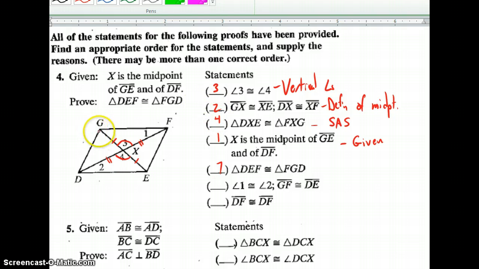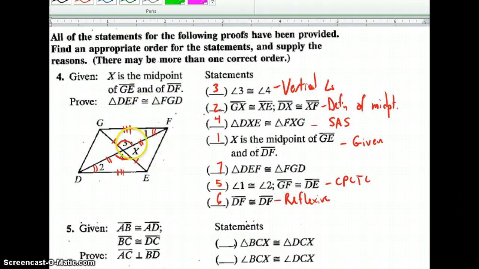So CPCTC helps on this one. For triangle DEF and F... okay. DEF. Oh, DEF is a big one here. Okay, congruent to FGD. Angles of that would probably be angle 1 and angle 2. Angle 1 and angle 2 are angles of the triangles I just proved up here in DXE, and also GF and DE. Yeah. So the only step left is this one. That's congruent to itself.